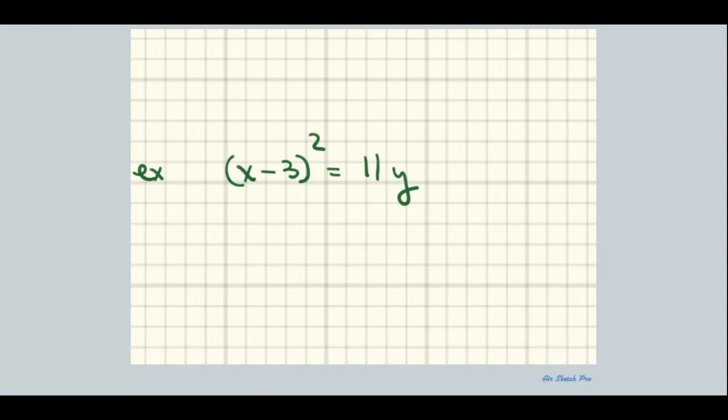Okay, and so you see the x squared, guys? You see the x squared? Don't pay attention to this. x squared equals positive y. x squared is positive y, so this opens up. Okay, so let's do another example.